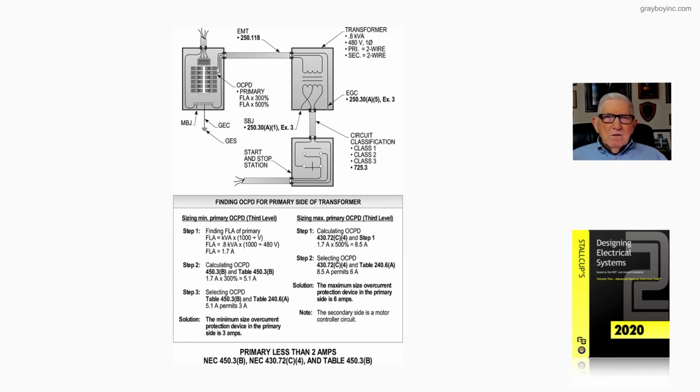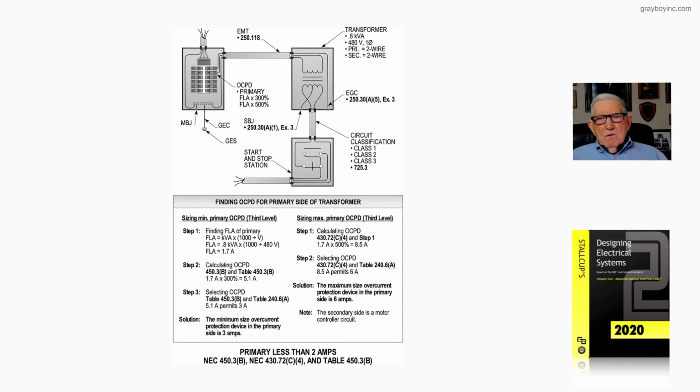Now, not being too simple, but yes, that's less than 2 amps. So we know in step 3 from table 450.3(B), we're going to select the 300%. So 300% of 1.7 is 5.1. Again, 5.1 falls in that range of 9 amps or less.